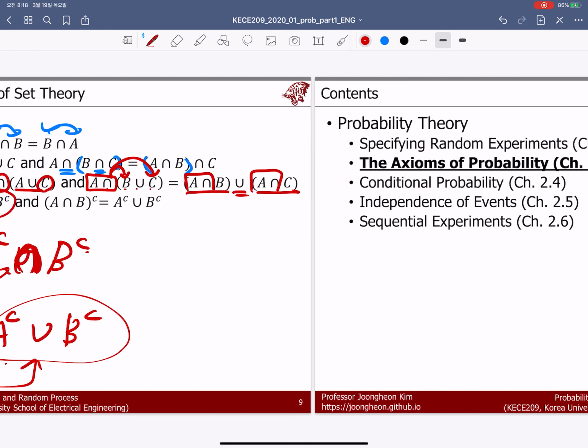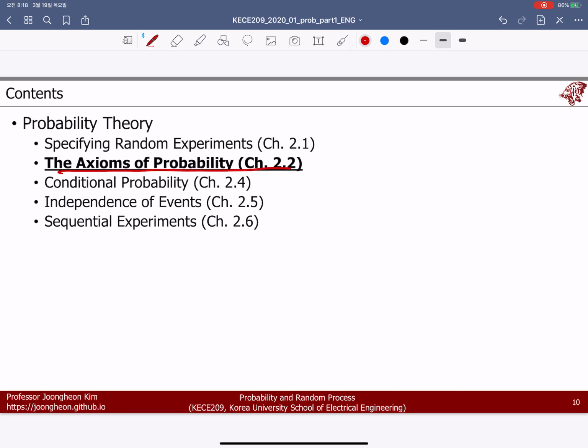For our next week, we're going to see the axioms of probability and conditional probabilities. So this is our next Tuesday class, and this is for our next Thursday class. Then we are done with chapter 2, and then for the next week we will go through one by one from the time.